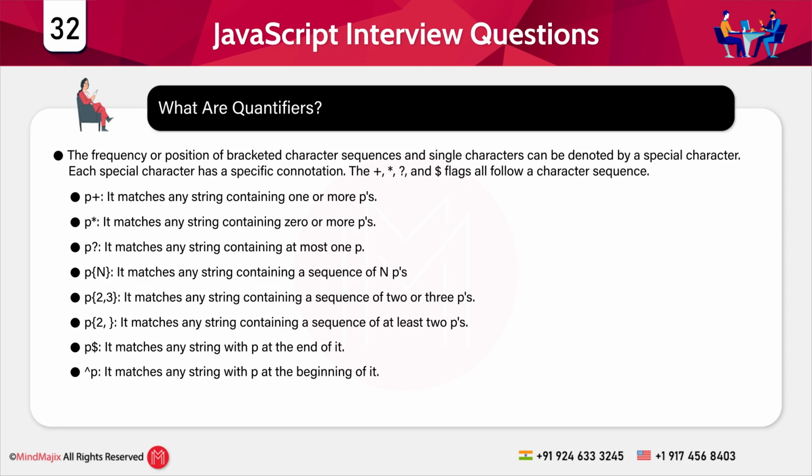p+ matches any string containing one or more p's. p* matches any string containing zero or more p's. p? matches any string containing at most one p. Then p{n} matches any string containing a sequence of n p's. p{2,3}, p$, ^p. ^p matches any string with p at the beginning of it.